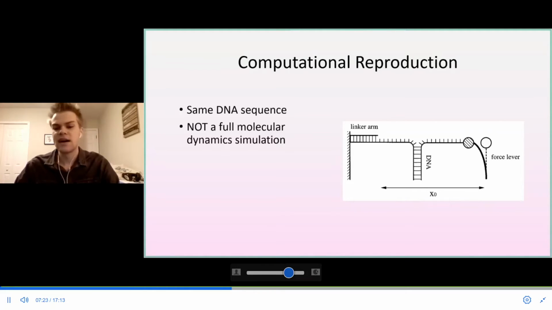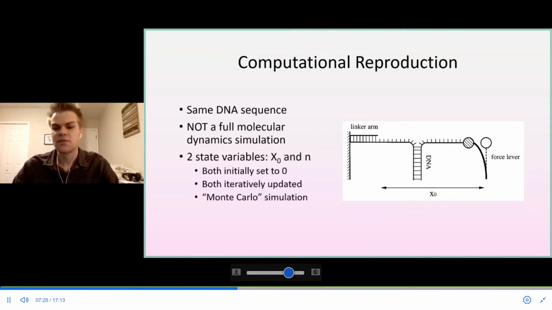So we described the entire state of the system with only two variables. Firstly, x0, the position of the force lever, and secondly, n, which represents the number of open links. In other words, the index of the fork in the DNA sequence. We set both initially to 0 and then iteratively updated them. So to update x0, all we had to do was increment it a little bit, since x0 was, in the real experiment, increased at a steady speed over time. And we incremented it by a very small amount with each iteration, much smaller than the length of a single nucleotide. And to update n, with each iteration, we would give it three options.